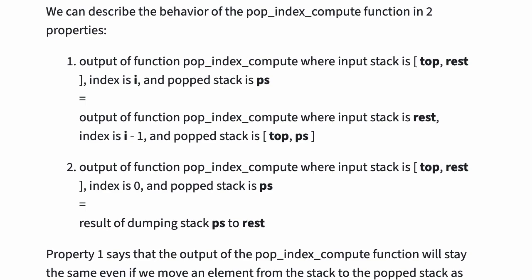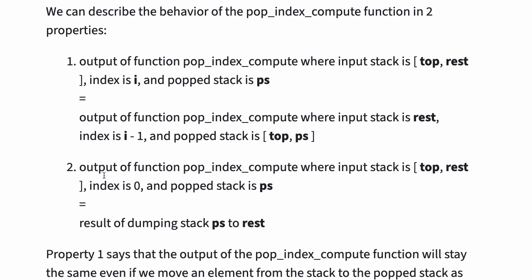We can describe the behavior of the popIndexCompute function in two properties. Property 1 says that the output of function popIndexCompute, where input stack is top rest, index is I, and pop stack is PS, is equal to the output of function popIndexCompute, where input stack is rest, index is I minus 1, and pop stack is top PS.